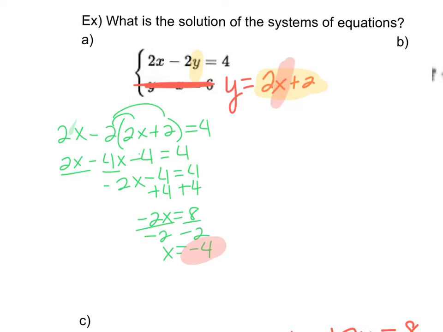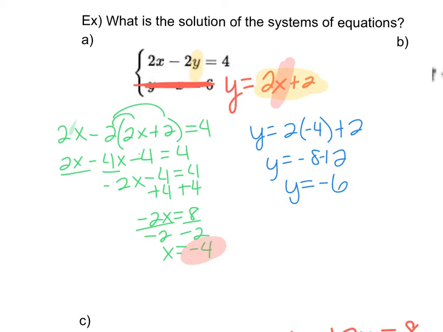So I'm going to plug it in for that x right there. So it would be y equals 2 times negative 4 plus 2. So that would be negative 8 plus 2. So y equals negative 6.